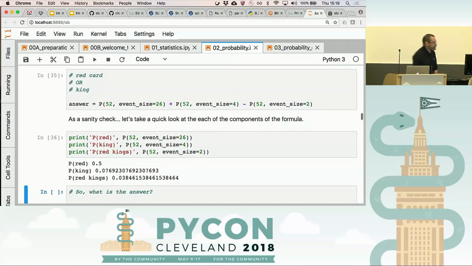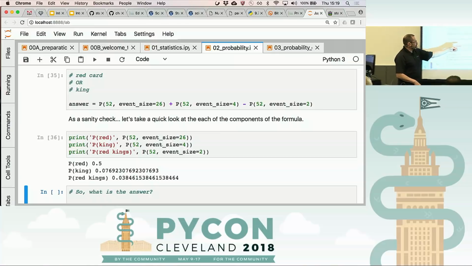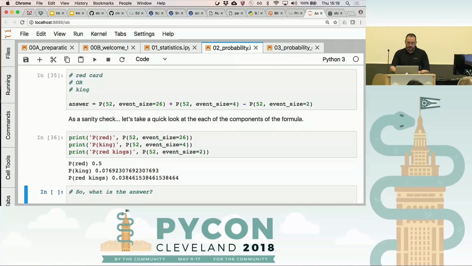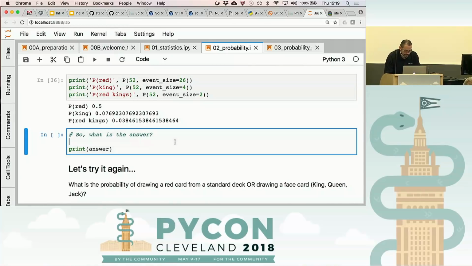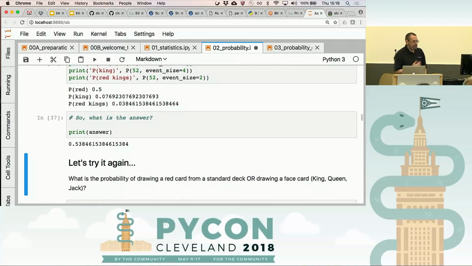Before we get to the answer, though, sure enough, with 26 red cards out of 52, I have a 50% chance of getting a red card. With 4 kings out of a deck, I have a 0.07 chance of getting a king. But that little bit of overlap that we have to suck out of there, that's 0.03. And I get an answer of, there we go. My chances of getting either a red card or a king are 0.53. It's a little bit above half, which is what we expect.